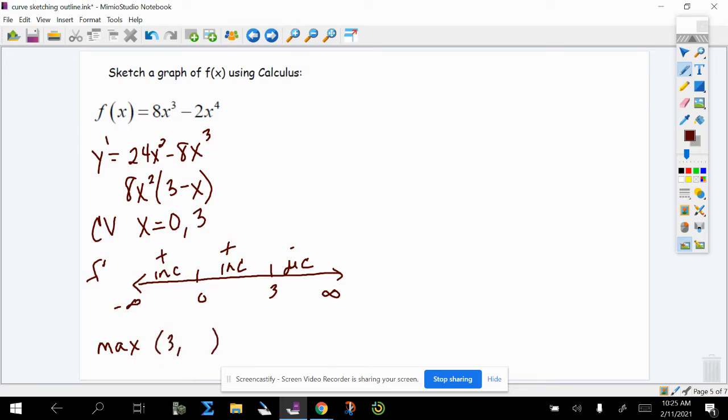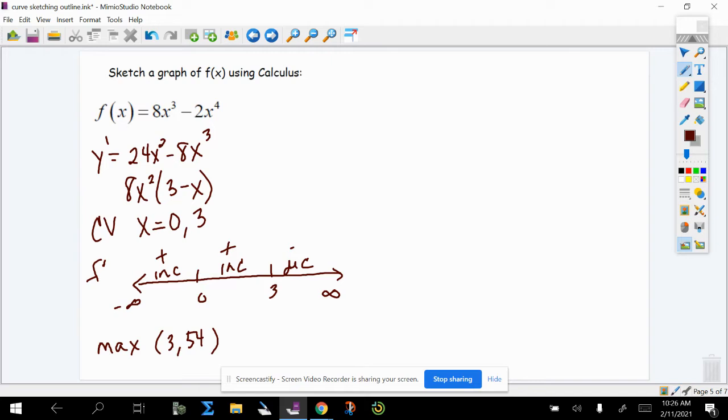And then I'm going to use a calculator. This one you might be able to do in your head, but you don't have to. 8 times 3 to the third. We're going back to the original function to get our y component, it is 54. So that is everything that I can do and use for my first derivative.